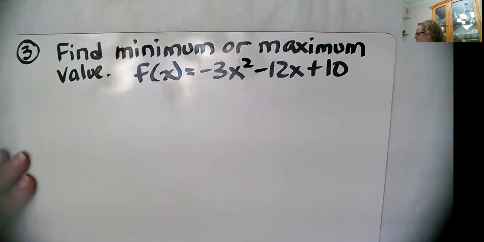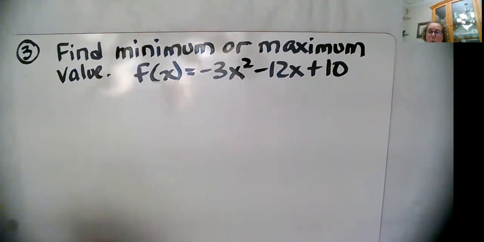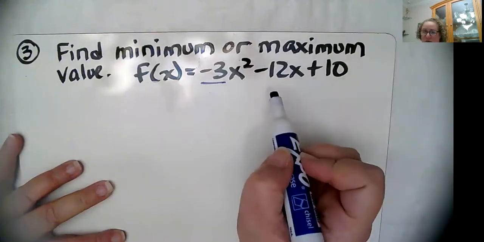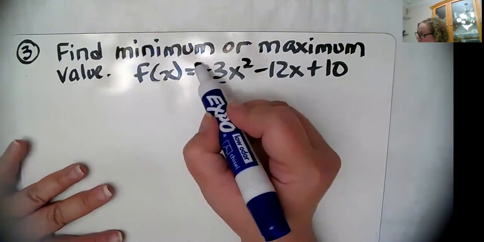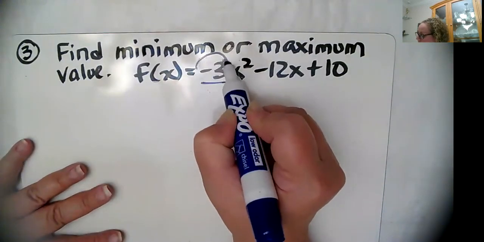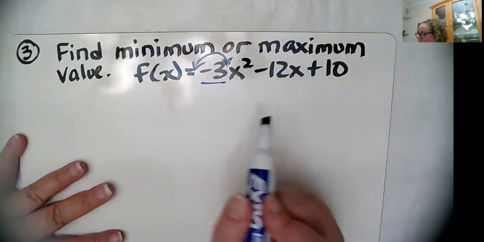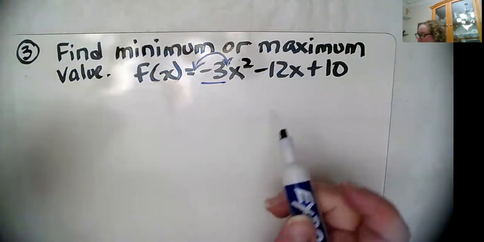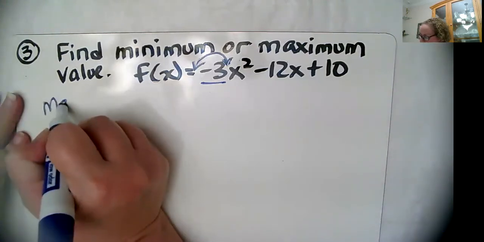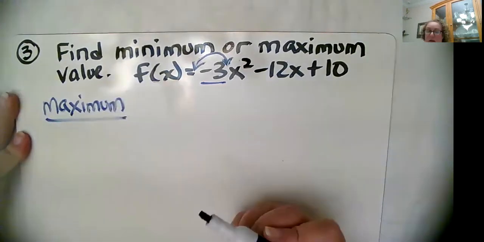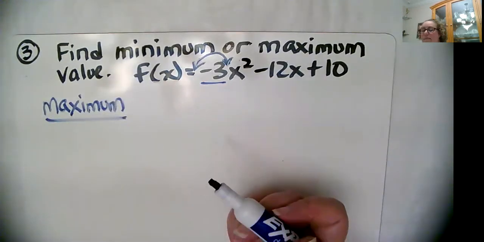So example 3 says, find the minimum or maximum value. So by looking at our leading coefficient, it's negative. So that's telling me my parabola is going to be upside down. So I automatically know we are going to have a maximum. Maximum because it's at the top. So I'm going to write that, maximum. And I know that's telling me I need to find my vertex.